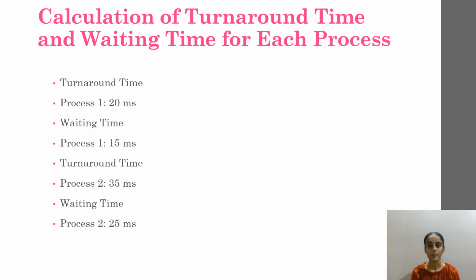Calculation of turnaround time and waiting time for each process. Turnaround time, process 1, is 120 milliseconds. Waiting time, process 1, 115 milliseconds. Turnaround time, process 2, 235 milliseconds. Waiting time, process 2, 225 milliseconds.